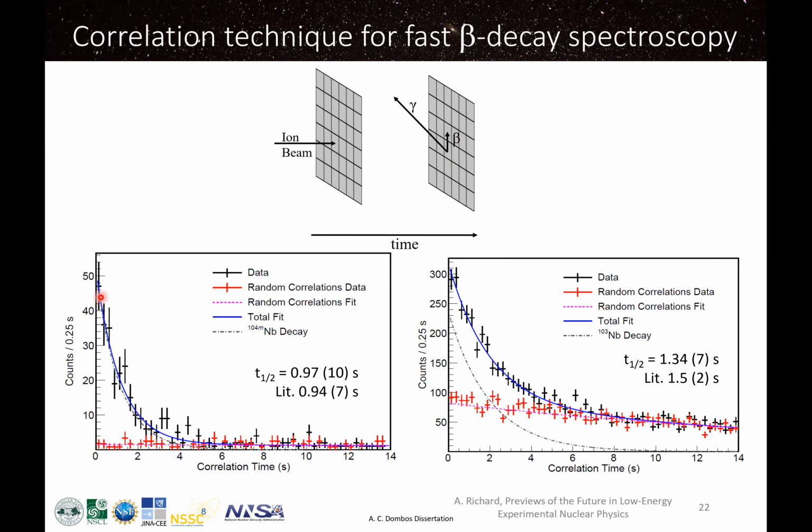These are the decay curves that are shown for the isomeric state in niobium-104. You can see that the half-life that we extract is very similar to the half-life that we get from literature. We can do the same thing for niobium-103. So you see that the half-life is in fairly good agreement. The next step after this is to proceed into the Beta-Oslo analysis.